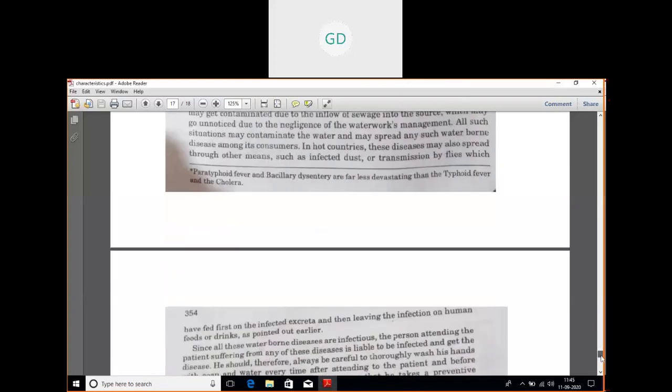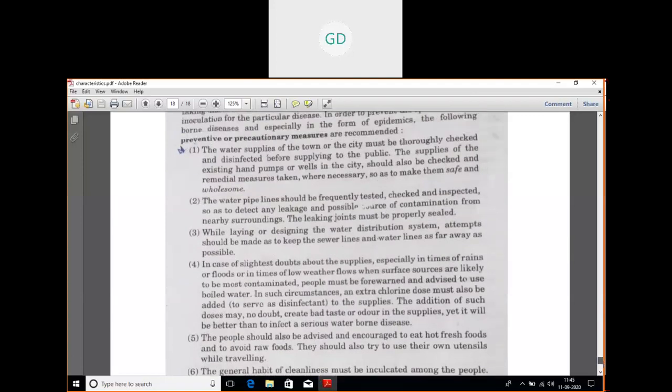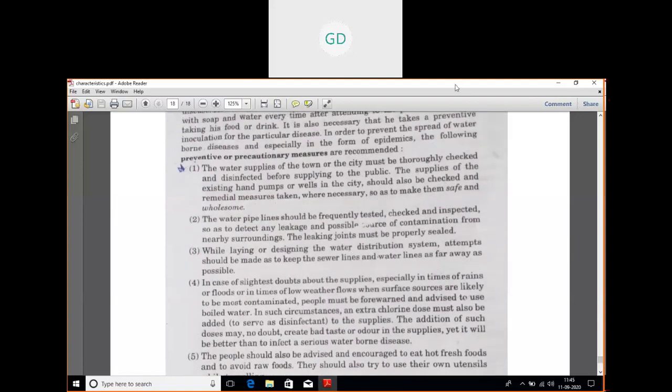Just take a screenshot or later I will share it with you. These are the preventive measures. It's already given, so you study. This part is self study. These are simple, you can study by yourself. Five or six points, you write down in your copy.